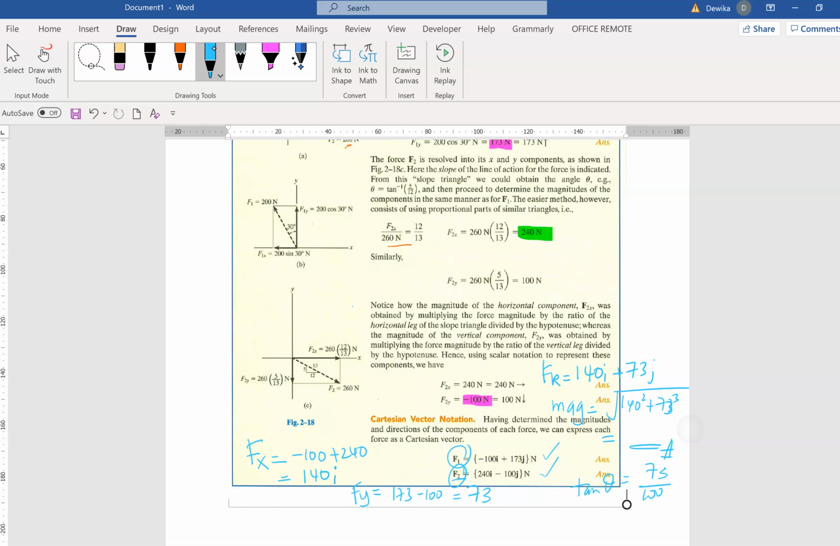Okay, so we have 140, which is positive, and 73 is also positive. So the angle will be something like this. You have your resultant here, the value, and the angle will be in between here. The 140 represents this direction, and the 73 represents this direction. That's how I get this value. Can you see this and this?